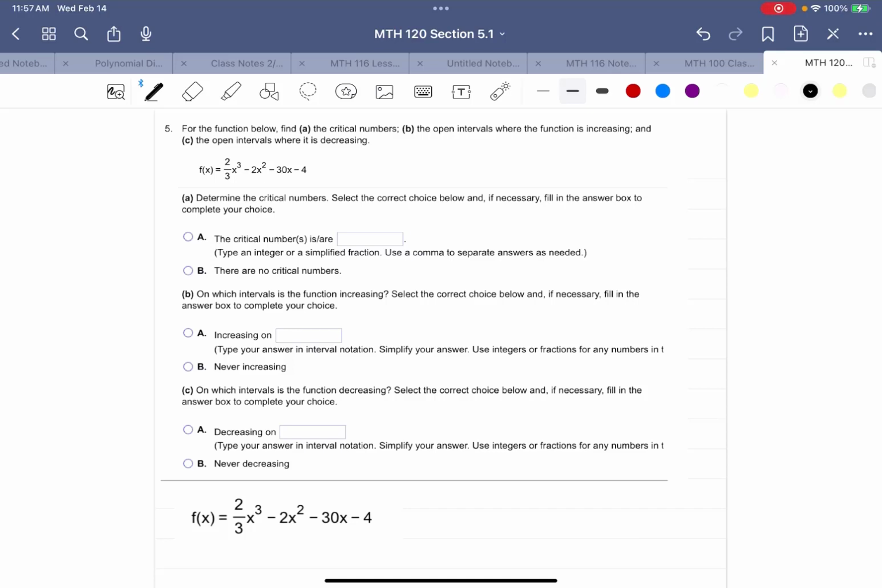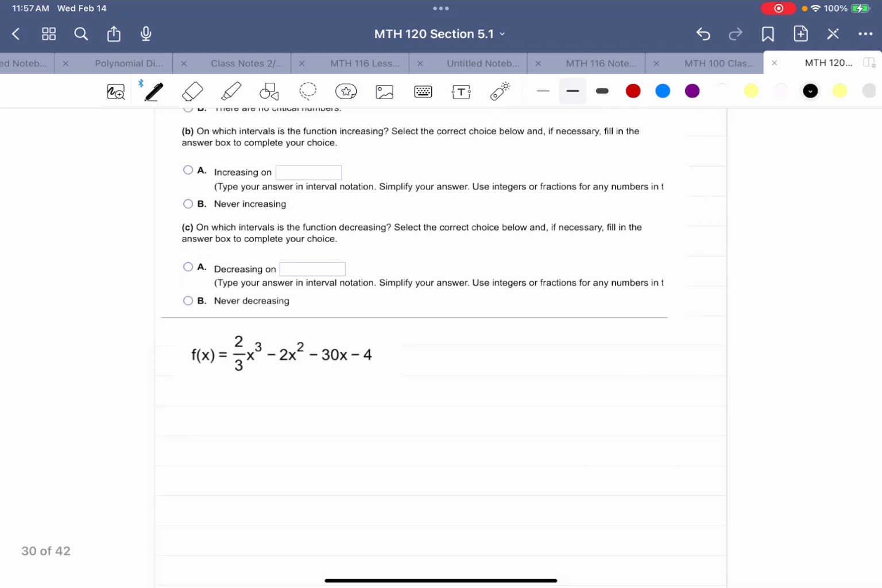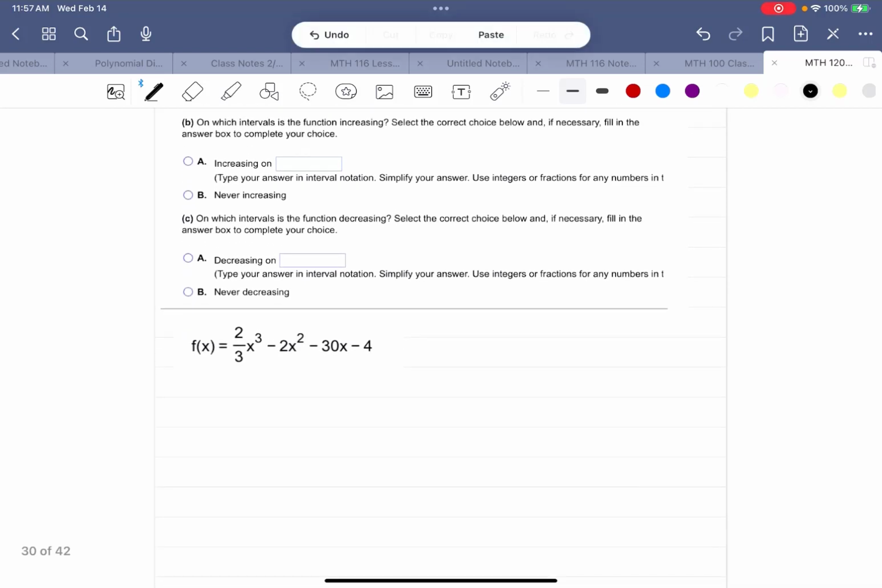Example 5. For the function below, find the critical numbers, the open intervals where the function is increasing, and the open intervals where it is decreasing. So to find our critical values, that's where we do f prime of x equal to 0.